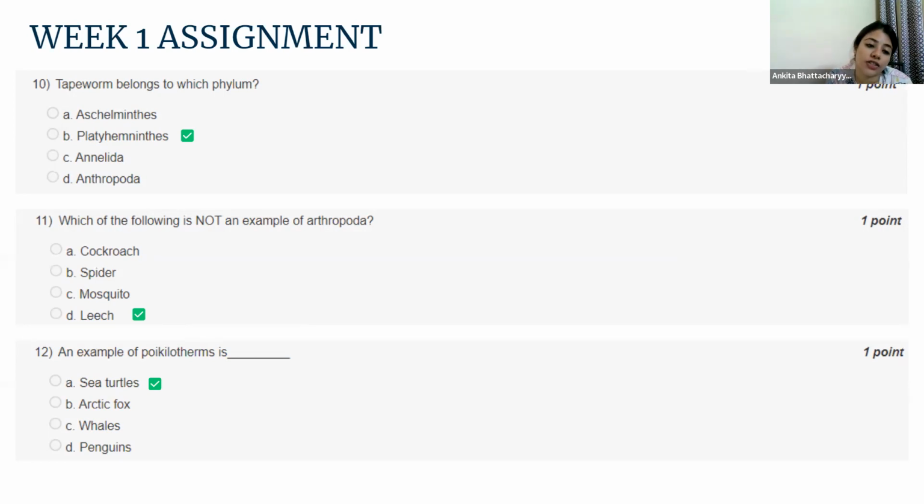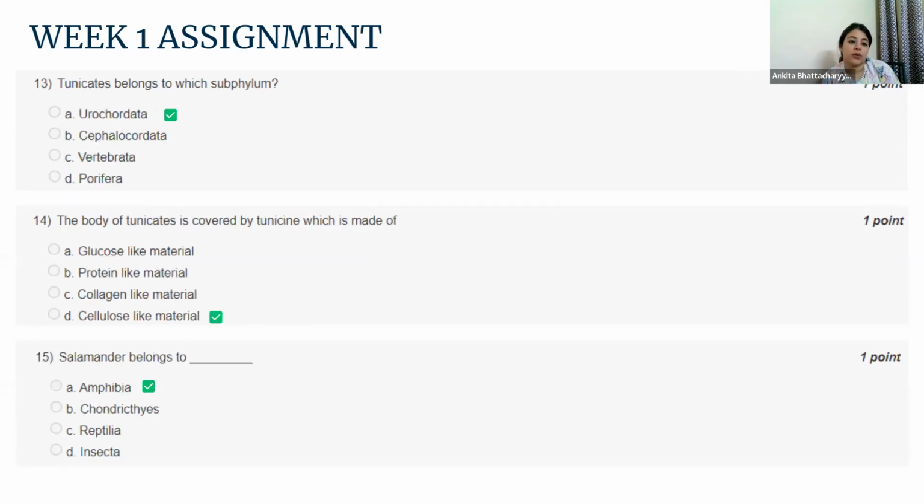In question 12, it's a very direct question about an example of poikilotherms, so sea turtles is the answer. I won't stress on this much further because this is a direct question. We have Arctic fox, we have whales and penguins, but poikilotherms among them are sea turtles. So that was that.